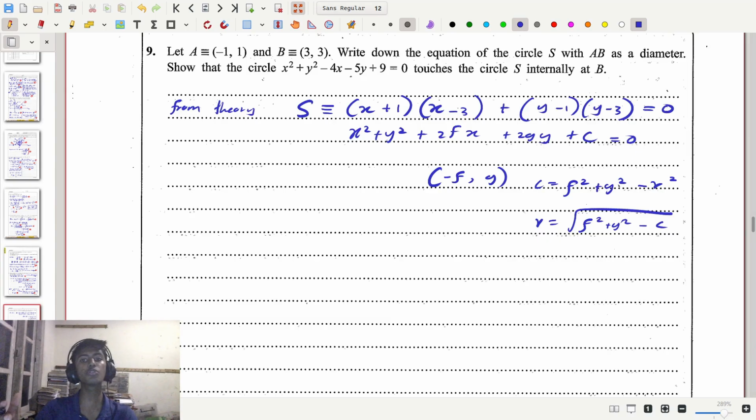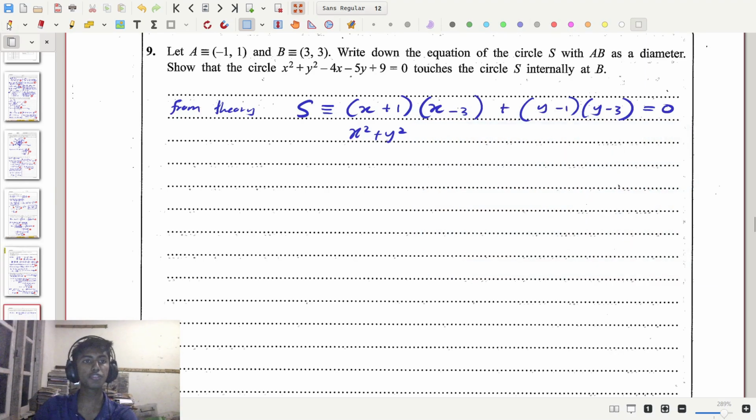Now we can use these two formulae to find the radius and center point of circle S, and that's going to be important later when we consider the internal touching of S with the other circle. So if we write down S in this format, we get a coefficient of x of 1 times x and -3 times x, which is -3 plus 1, or -2 times x. Therefore we can write this as -2 times 1, or plus 2 times -1 times x, and then plus 2gy.